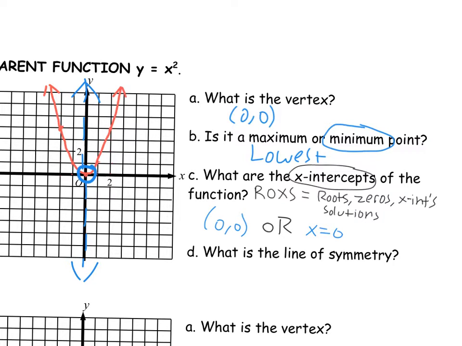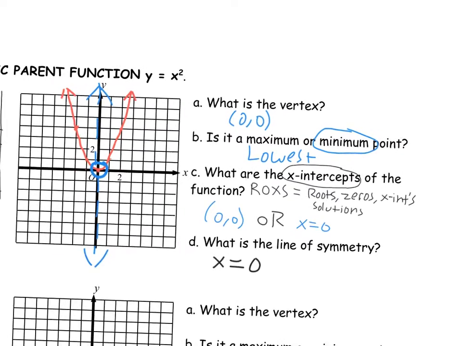What is the equation for the axis of symmetry? X equals 0. I was just singing that song in my head. Bro, sing it later. That's freaking crazy.